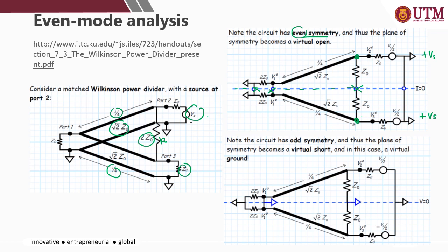Okay, for odd mode, the polarity of port 2 and port 3 is different. Here, for example, is positive Vs, and the bottom one is negative Vs. So there's a potential difference, and the connection in the middle appears as a short circuit. Then the system will be analyzed further to get the Zin at port 2, port 3, and so on, until you get the complete S parameter.